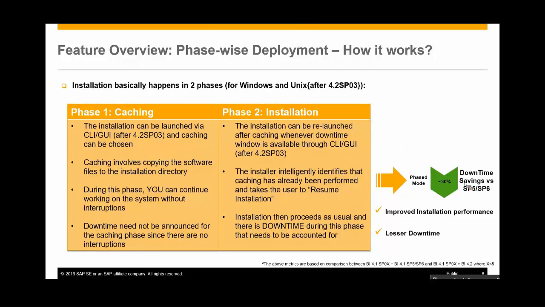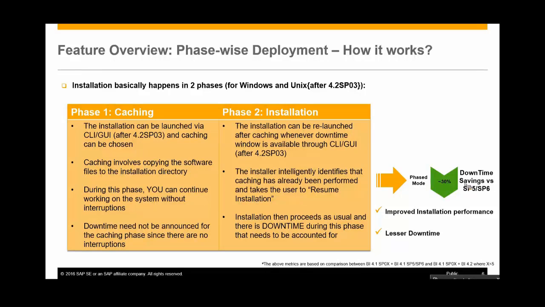So caching is a process where the software files that are required for the installation are copied to the installation directory. This phase is relatively simpler, and it does not require you to bring down your production system. Due to this reason, you are able to continue working on the system without interruptions. So that helps in eliminating the downtime.